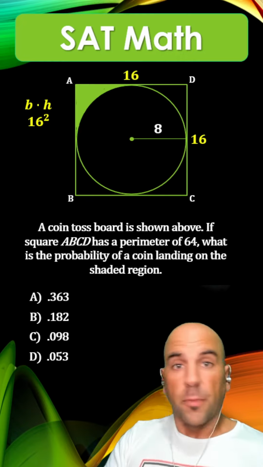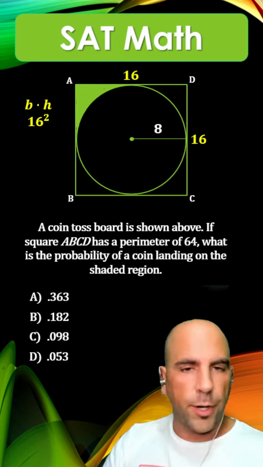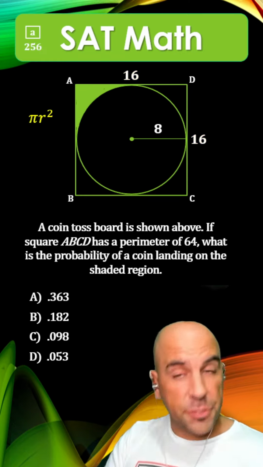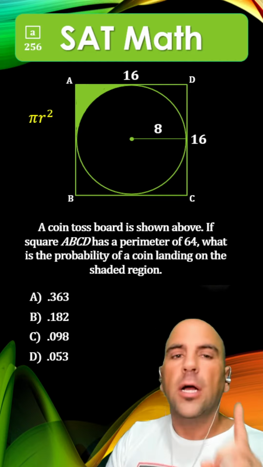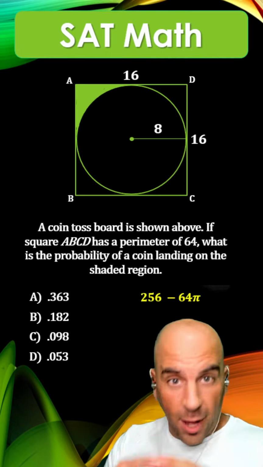That's 8. Let's find the area of the square. The area of a square is base times height, length times width, whatever you want to call it. Either way, it's 16 squared, and you get 256. The area of the circle now is pi r squared. Let's plug in that radius of 8, square the 8, and we get 64 pi. All right, now we're getting somewhere.